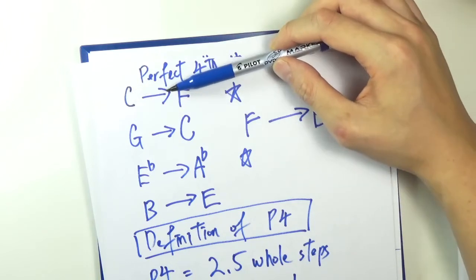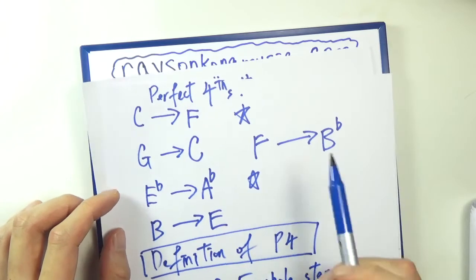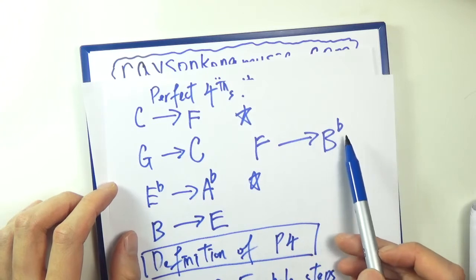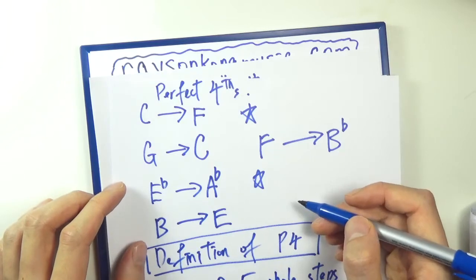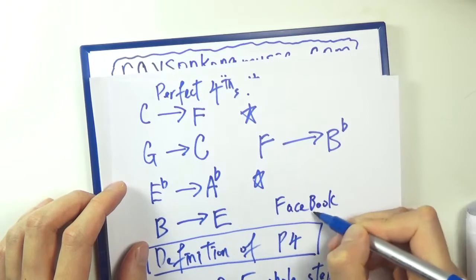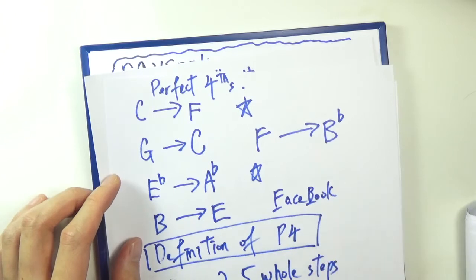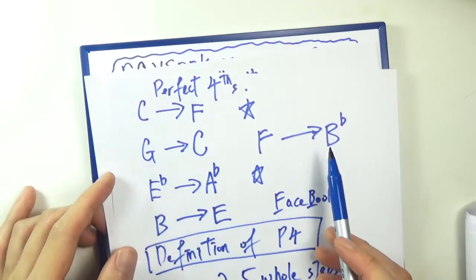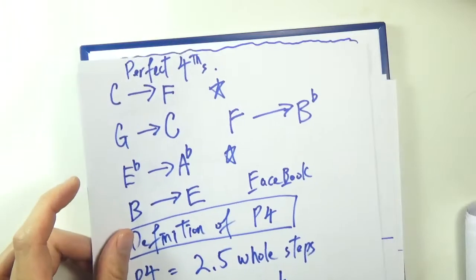So from the example that we just did, you probably already observed that. And make sure you memorize this one exception here. When you go from F to B, it has to be a B flat for it to be a perfect fourth. So one acronym that you can use here is, okay, Facebook. FB, all right. So when you go from F to B, be careful, okay? Be careful with Facebook, okay? So F to B flat is your perfect fourth, all right? So that's your perfect fourth.